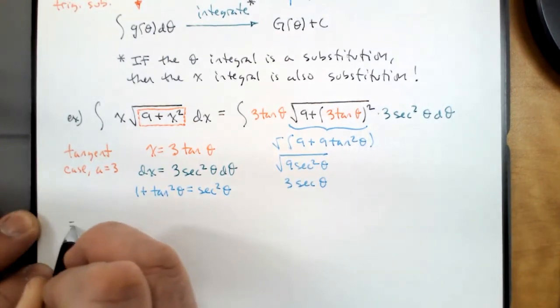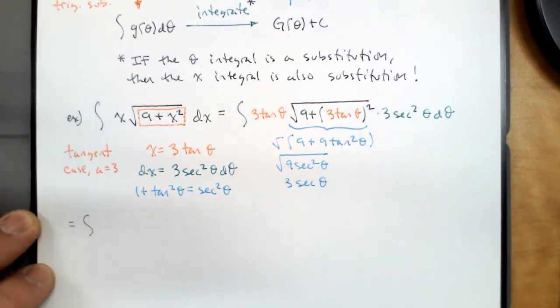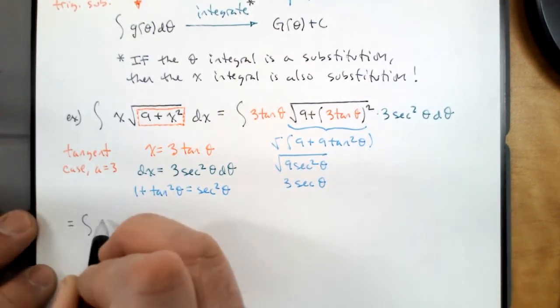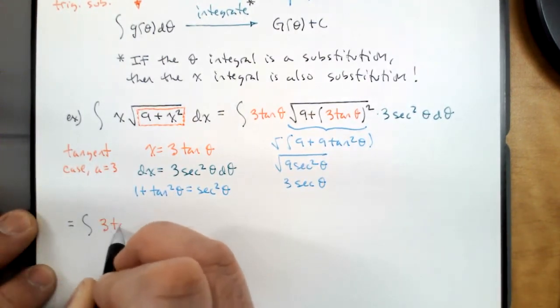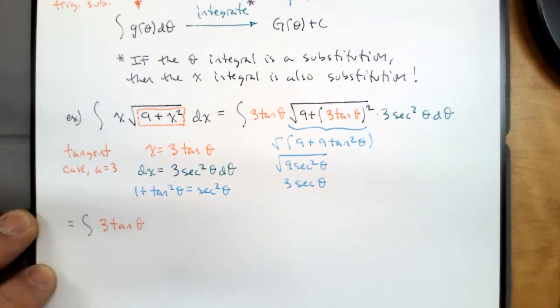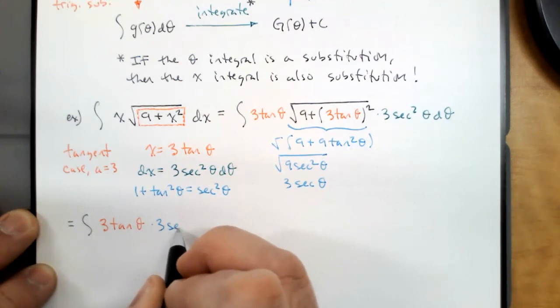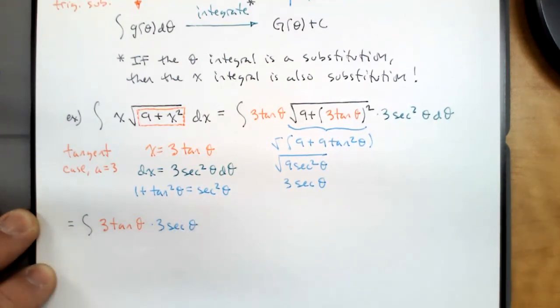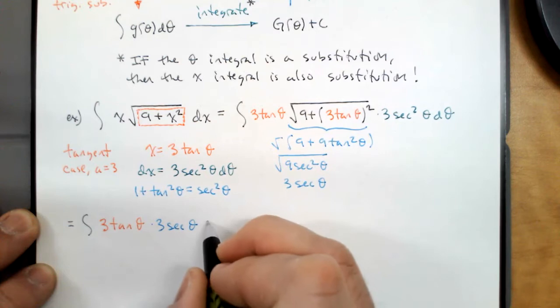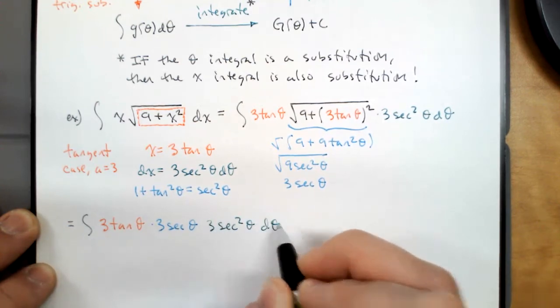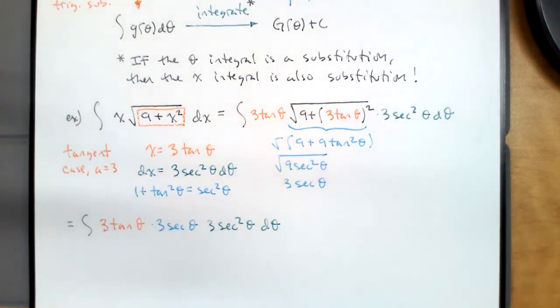So our theta integral, if we gather everything up, I'm going to write it down one more time. So I've got the 3 tangent theta. I've got this 3 secant theta from the square root part. And I've got 3 secant squared theta d theta, from the dx. Those are all my pieces.